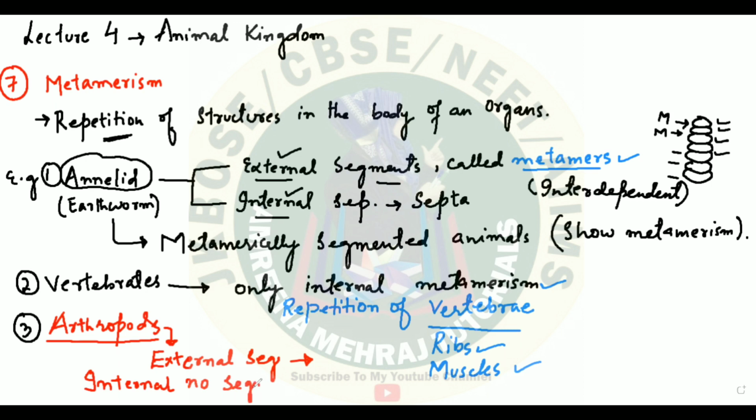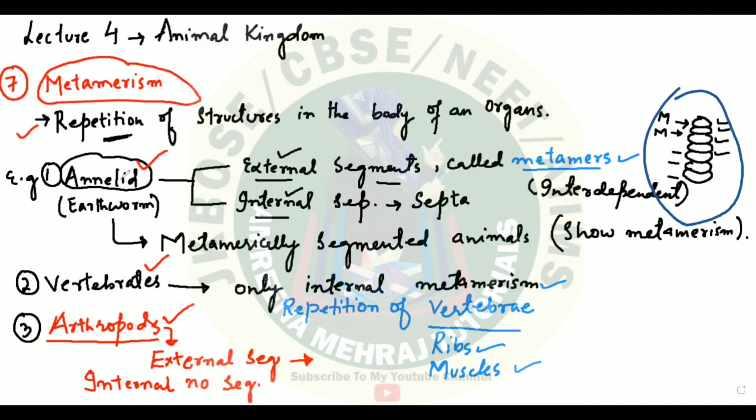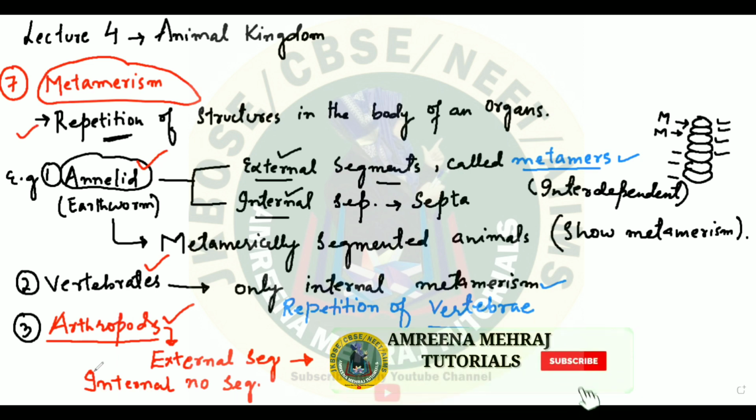Although you have to remember that annelids, arthropods, vertebrates, all these higher organisms, whatever is right now on our whiteboard, we are able to see annelids, we are able to see vertebrates, the higher animals, we are able to see arthropods, all of them show metamerism. That means the body of all these organisms is made up of these repetitive structures. But the difference is that annelids show internal, what is the property with annelids? Like earthworm, they show internal as well as external segmentation. Vertebrates show only internal segmentation or metamerism. Arthropods show external segmentation, but they do not show any internal segmentation.